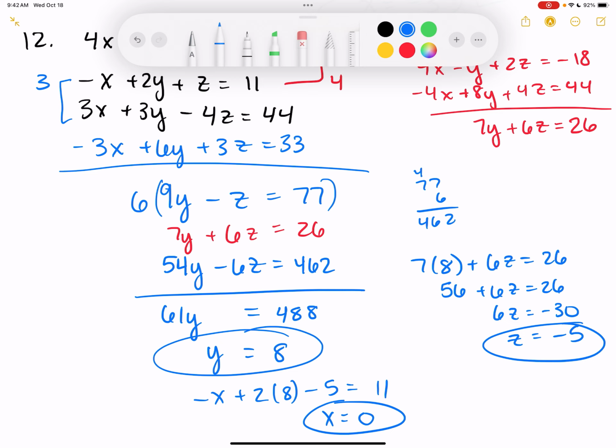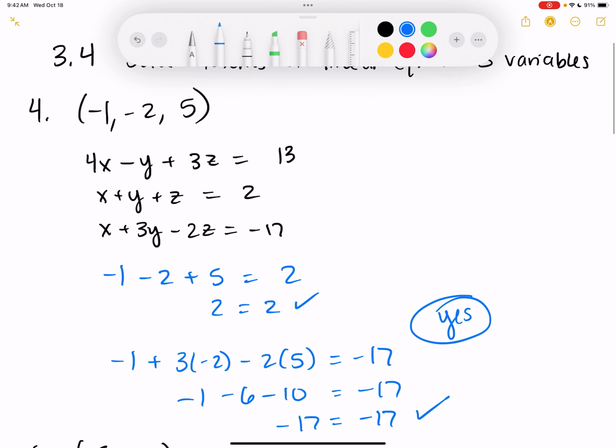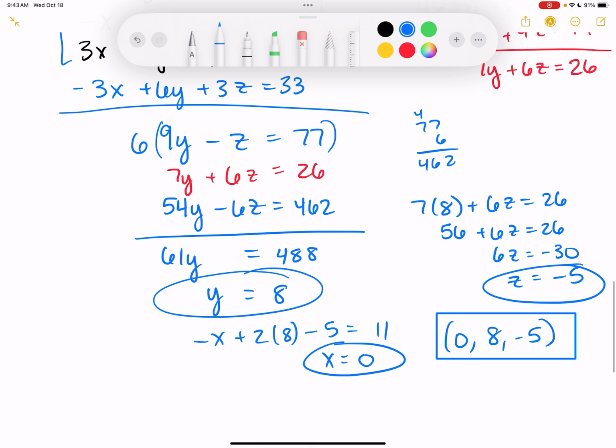So 0, 8, negative 5, yep. I would check these by plugging in 0, 8, negative 5. That's a lot of math. All right, how do we feel about the elimination method? Good. Okay. All right.